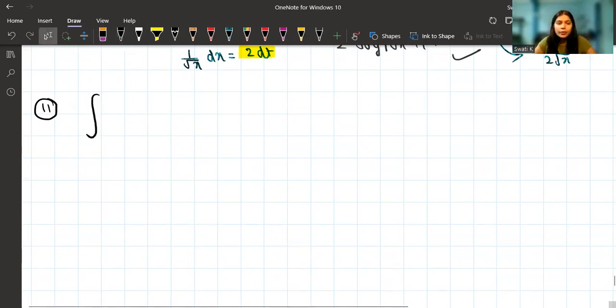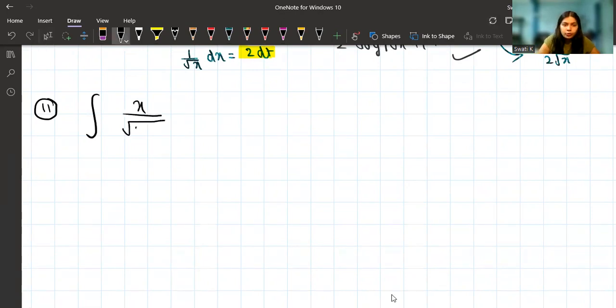In the 11th question, we have to integrate x upon root over x plus 4 dx. And of course, there is a condition that x is greater than 0. Okay, so let's start with the solution.